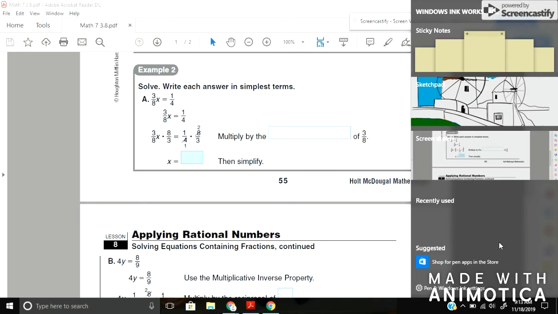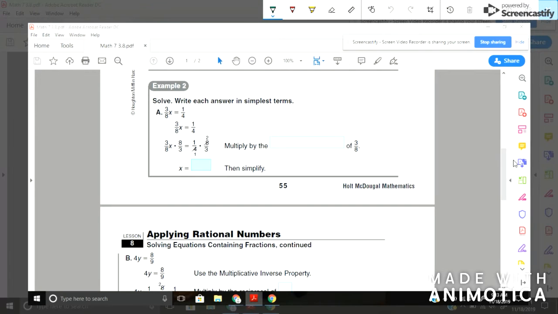All right? Let's move on to the second example now, where we'll see a multiplication problem. It says solve and write each answer in simplest terms. I've got 3/8 times x equals 1/4. Well, again, ask yourself, what is being done to your variable and how do you undo it? Well, x is being multiplied by 3/8. So to undo that, I would divide by 3/8. And I would have to do that on both sides.